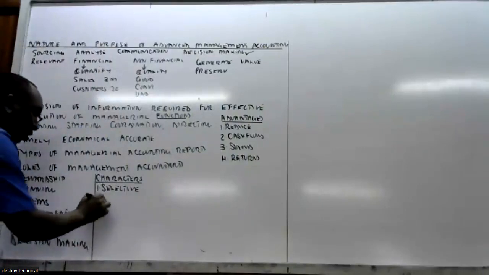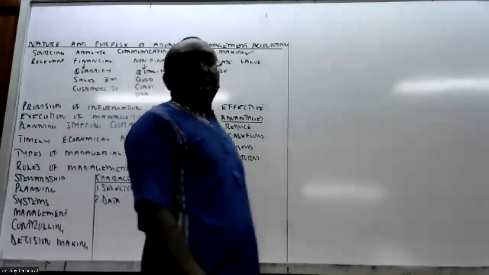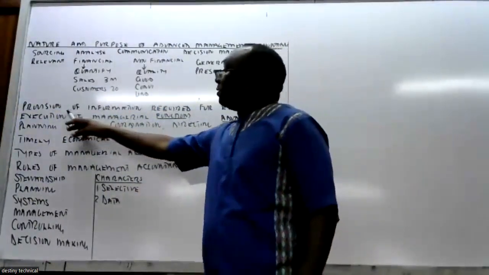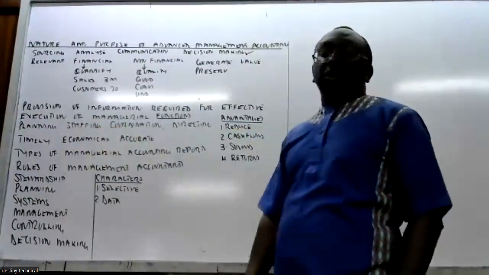Number two, is that it only provides data. So management accounting only provides data. It does not help you make the decision. Remember, I have said here that management accounting is about provision of information. Then you will decide on the decision to make.